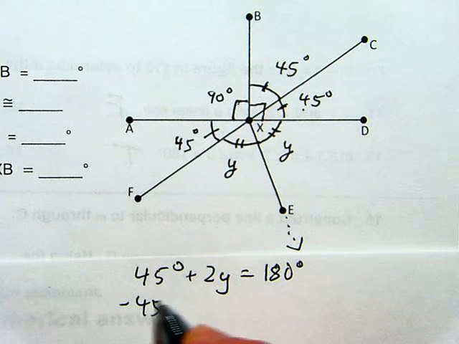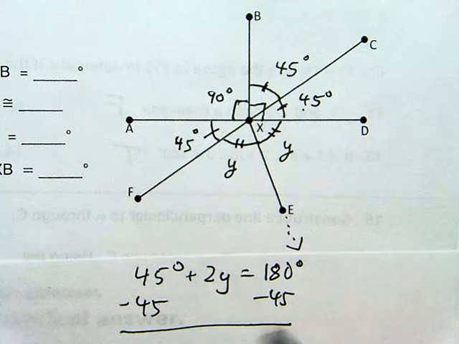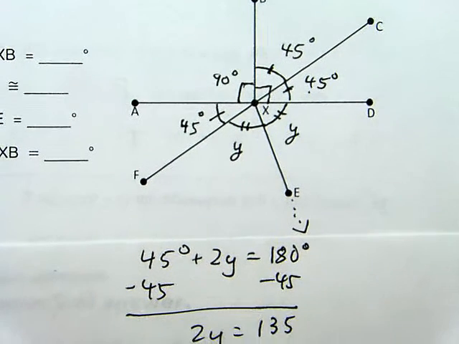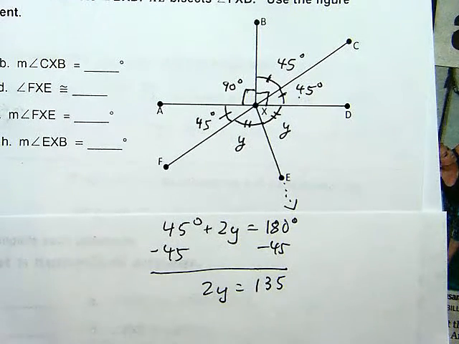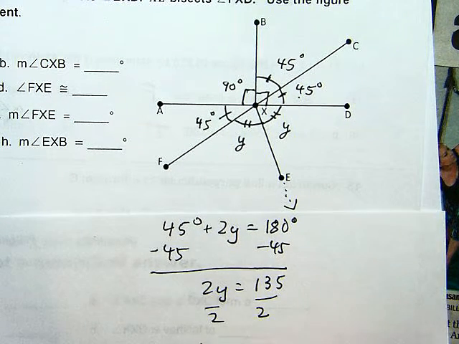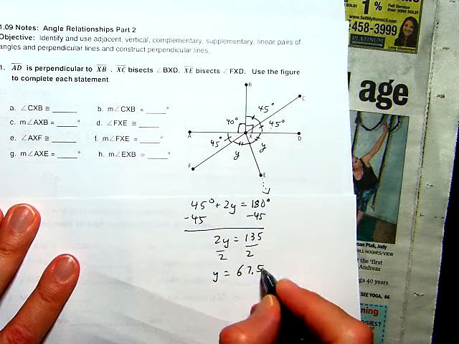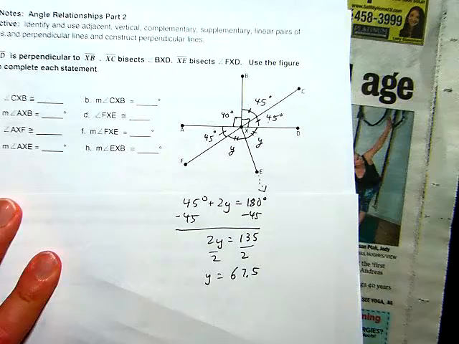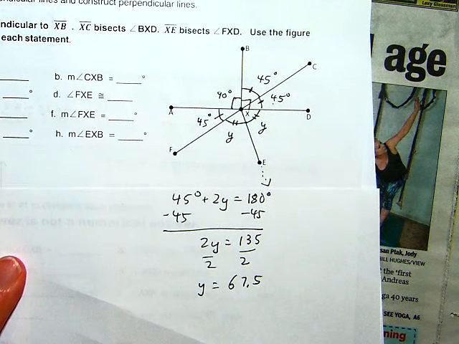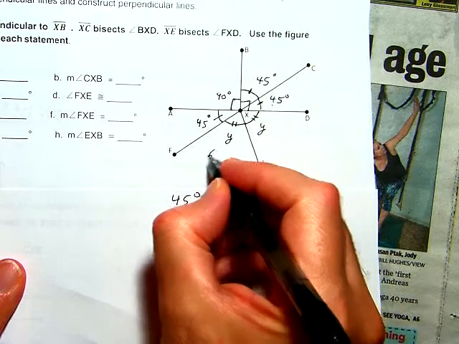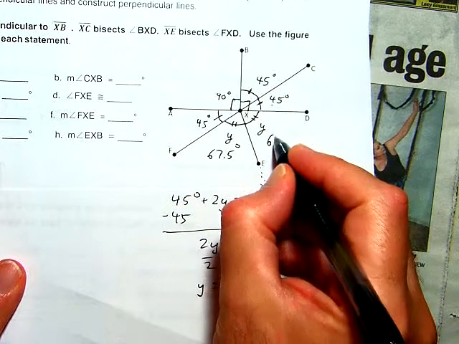We can subtract 45 from both sides. It gives us 2y is equal to 135 degrees. And we can divide both sides by 2 to get y is equal to 67.5. So now we know y is equal to 67.5, and by knowing that, we can fill in the rest of our angles, 67.5 degrees and 67.5 degrees.